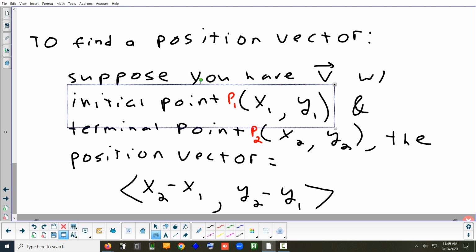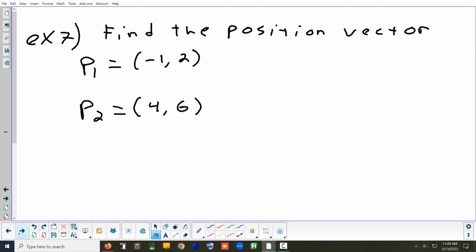Okay, so lots of different vocabulary. Terminal point, initial point, position vector, 0 vector, magnitude, direction, all that stuff. It's all terms we're going to use throughout the week. Okay, so find the position vector. You don't need to draw this. The goal is really to find the horizontal and vertical components. If you subtract them in the wrong order, you'll get a vector that points exactly the wrong way. So it's got to be the right order.